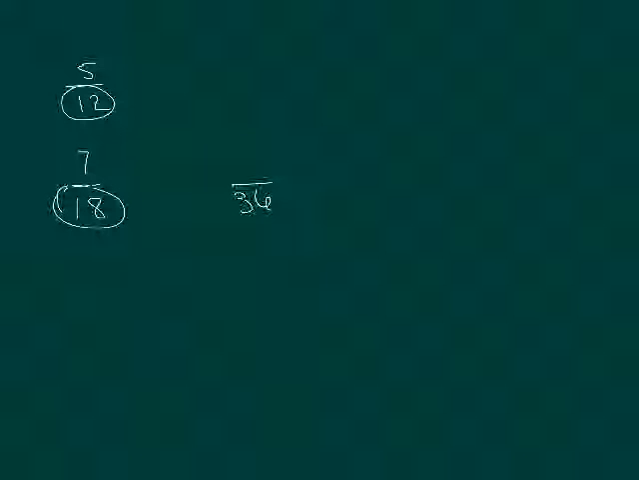18 goes into 36 2 times. 12 goes into 36 3 times. So that's the smallest number, the 36, that both the 12 goes into and the 18 goes into. Now 18 goes into a lot of different numbers, but the smallest one it goes into that 12 also shares is 36. So how do we come up with that 36? Well, that's what we're going to do in this next part here, and that's where our factor tree comes in handy.